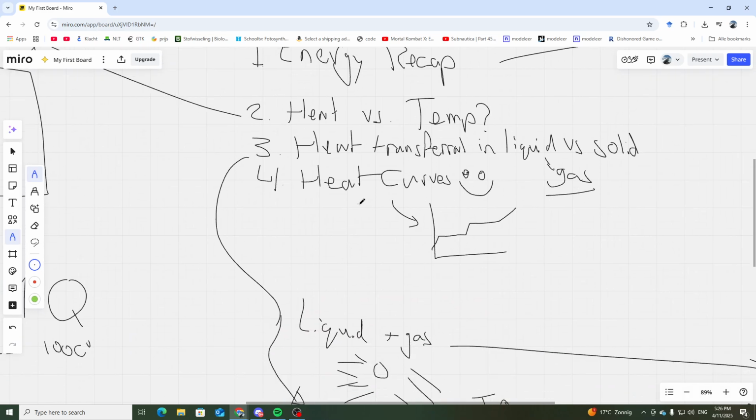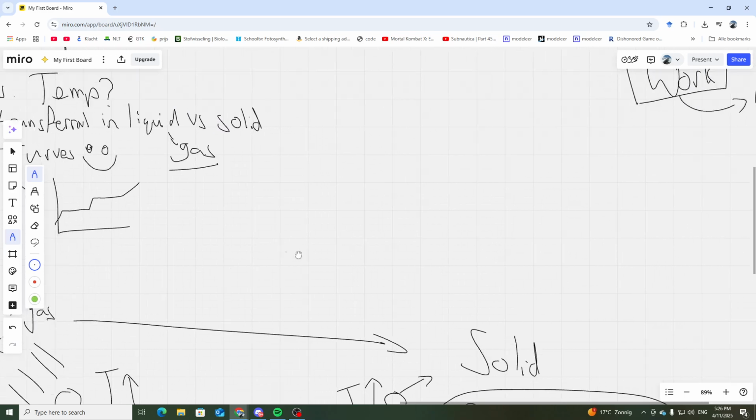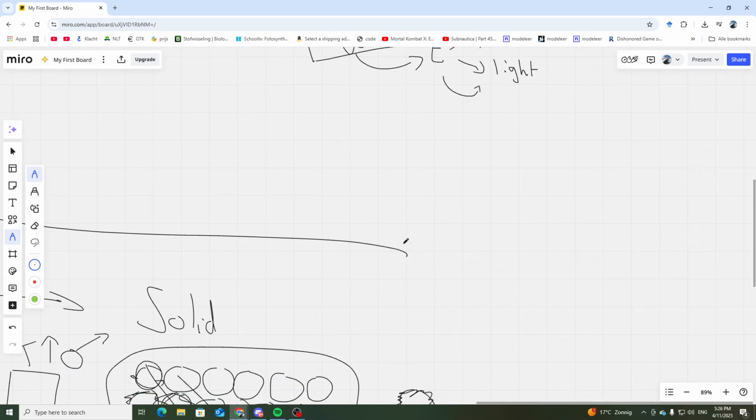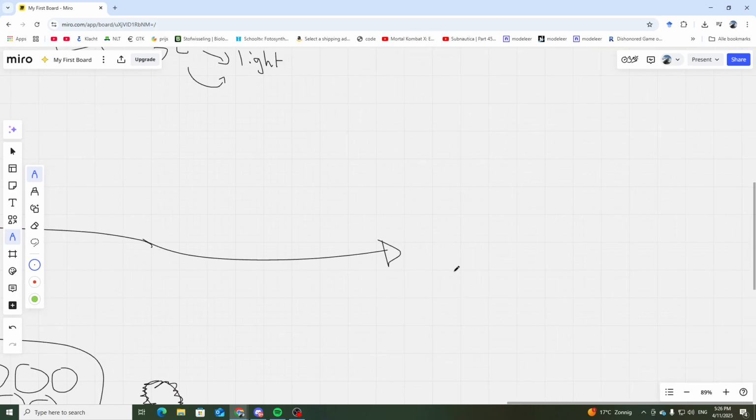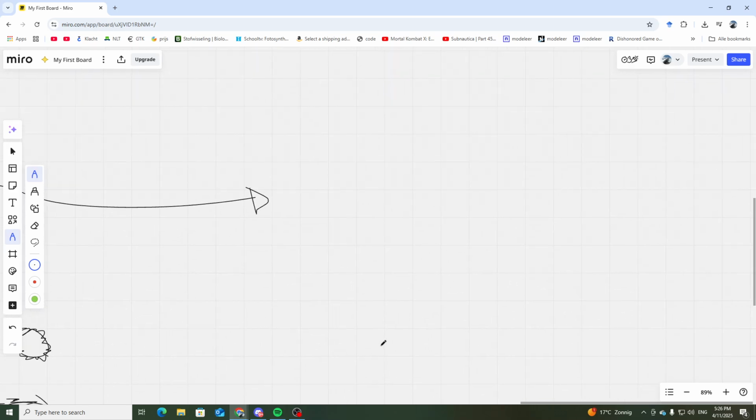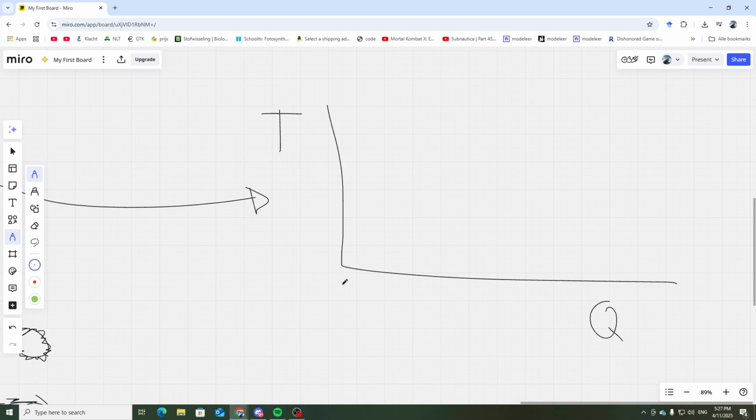Cool. Then, last part. This one's kind of a tough part. I don't know how long I've been going, but that's life. We have heat curves. And heat curves show us the relation between the temperature increase, so the speed of particles, and the heat in a system, so the amount of energy put in.